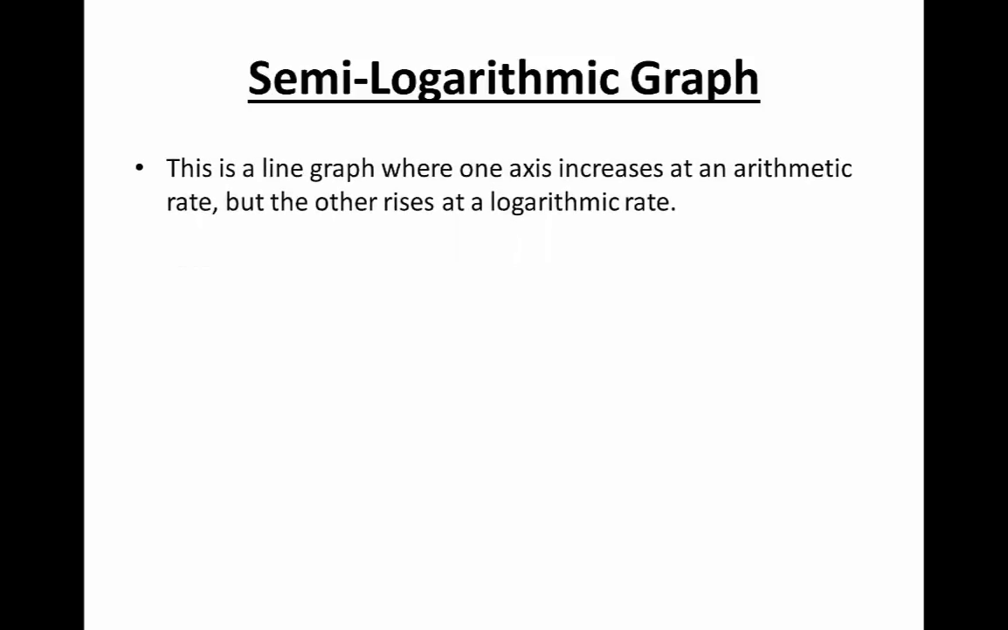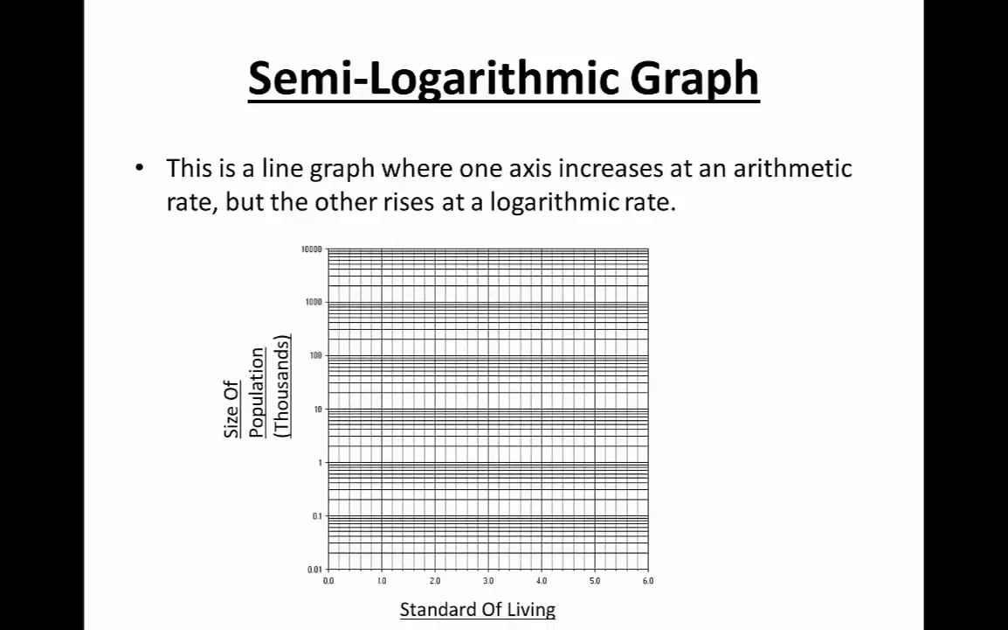Now this is a line graph where one axis is going to increase at an arithmetic rate, so for example it may go up as 1, 2, 3, 4, 5, but the other rises at a logarithmic rate, so it may go from 1, 10, 100, 1000, 10,000. So it looks kind of like this.